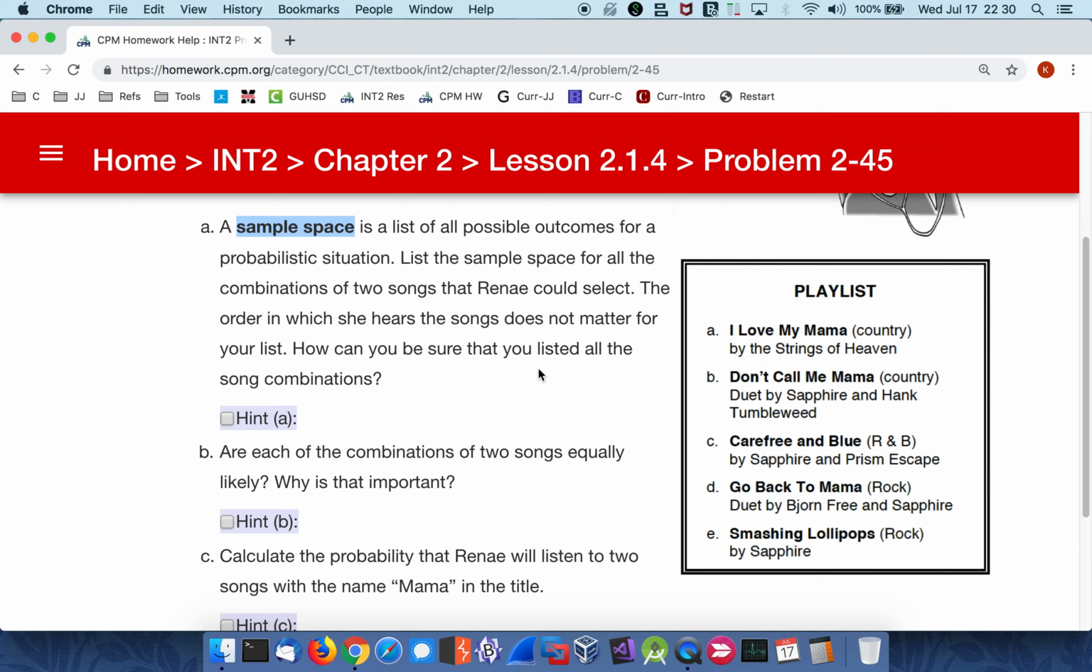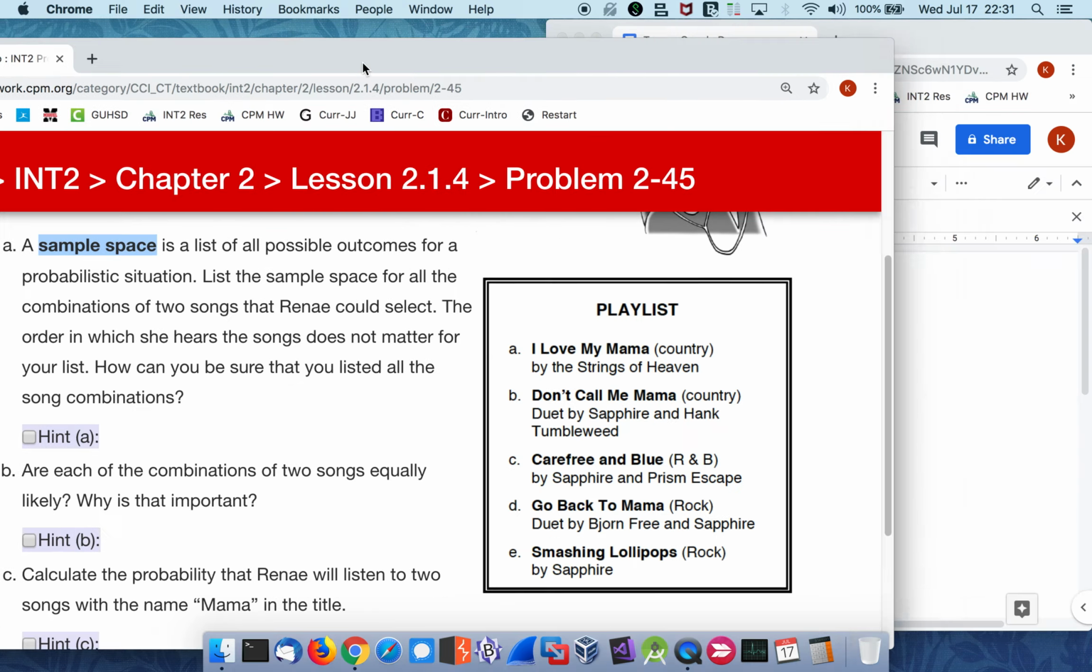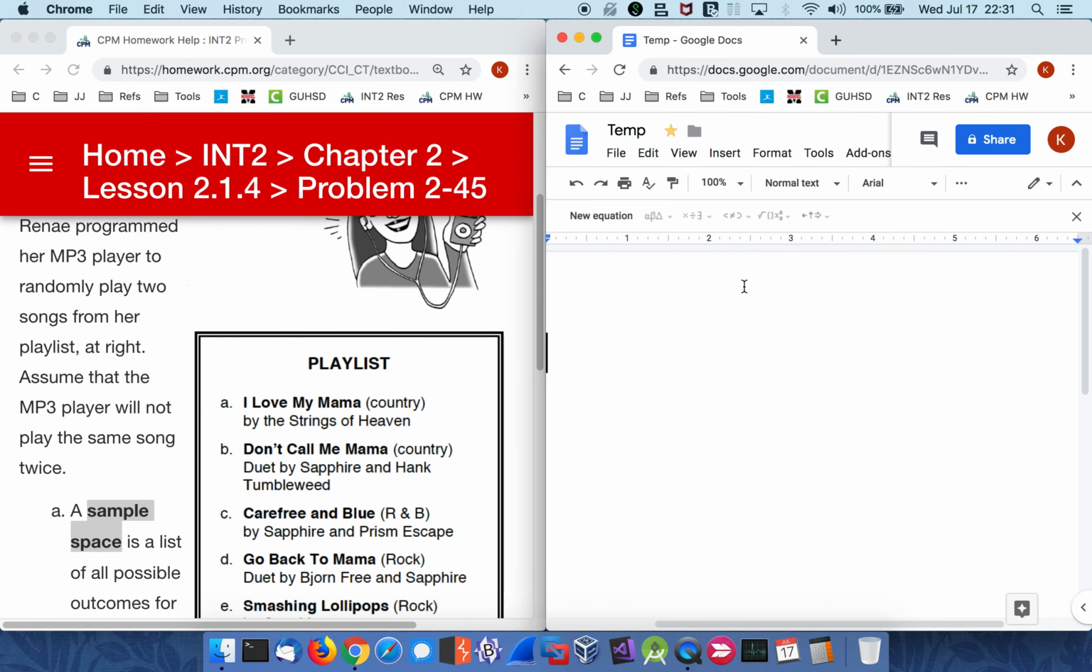Okay, so how can you be sure that you listed all the song combinations? Well, we just have to be systematic with how we do it. So one way to do it, and the way that I'll probably suggest that we do it here, is we do it alphabetically. So we're going to say A and all the other songs, B and all the other songs, C and all the other songs, D and all the other songs, and then E and all the other songs. So let's go ahead and start listing those out.